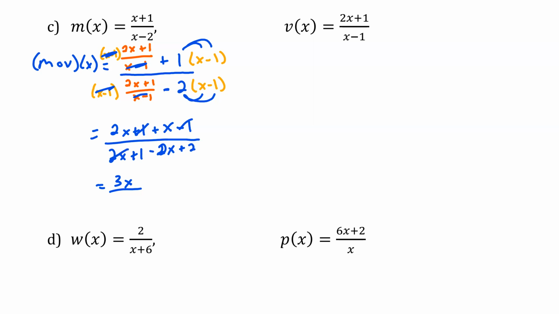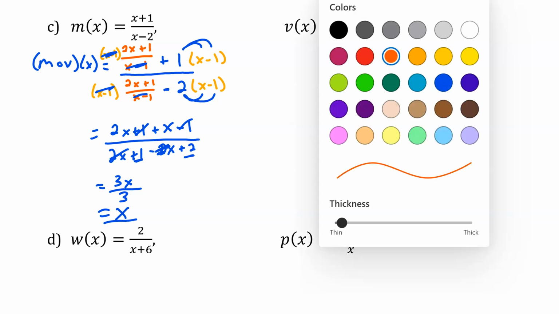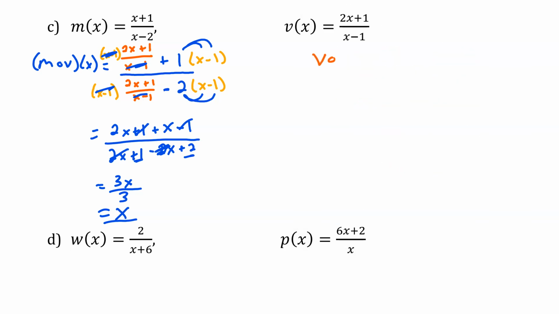So that way these two x's will simplify out, leaving me with a plus 1 and a plus 2, which is a 3, so this equals x. So that means that we do need to look at v of m of x.